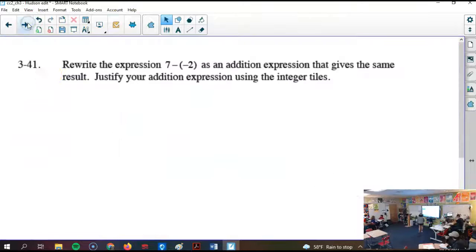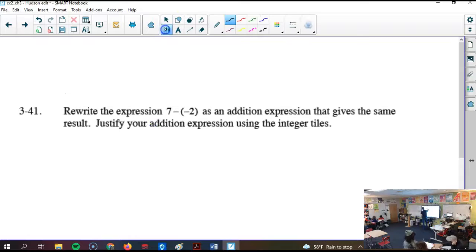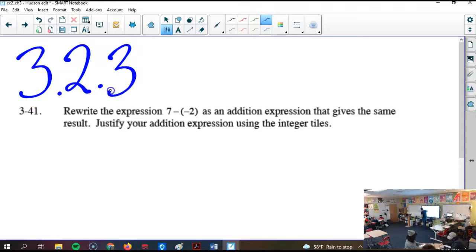Yeah, you're good, John. Everyone have graph paper out? Because we always need graph paper out. If you don't, get it out, please. Today is 3-2-3. So if your graph paper doesn't have the sign yet, please do this with me.